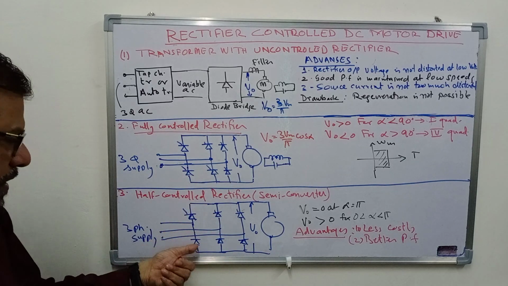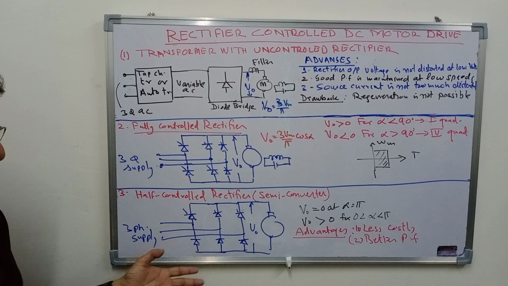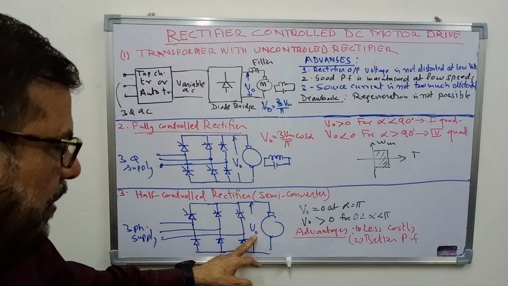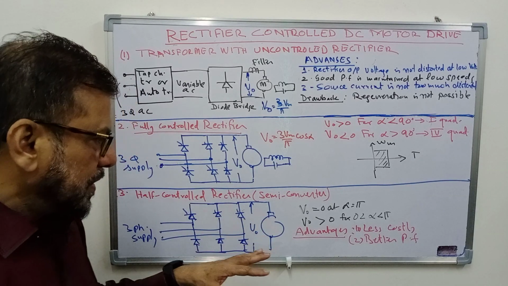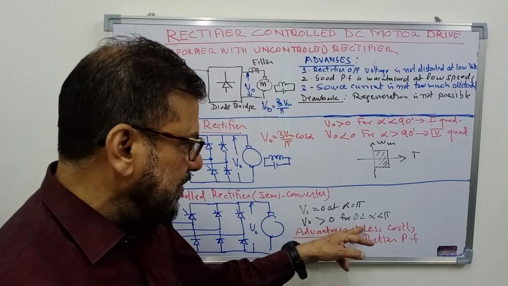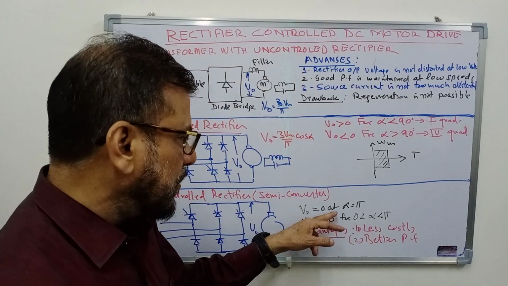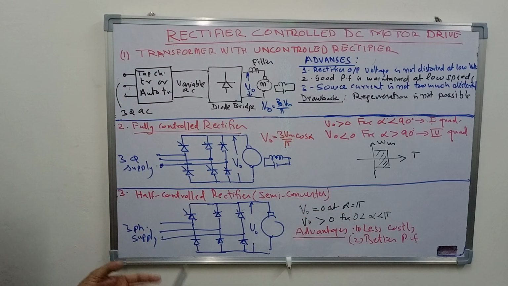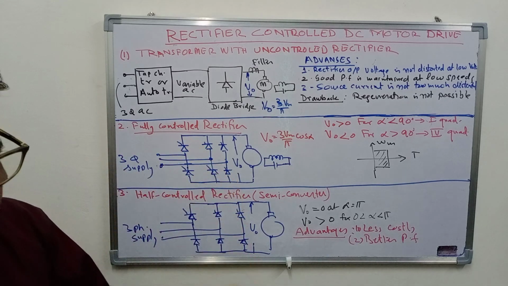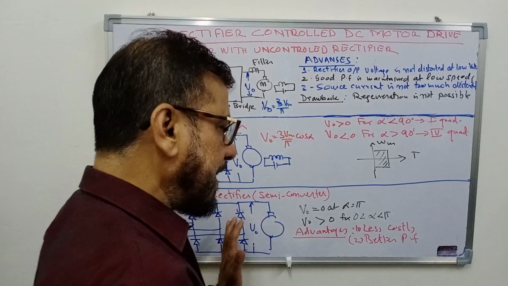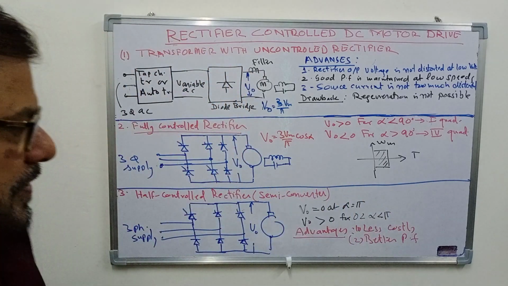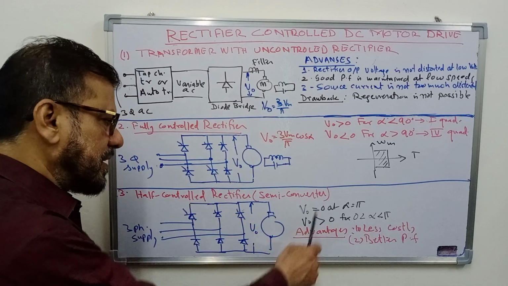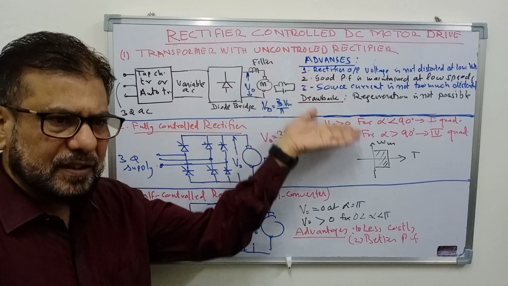So in this case, if you are using the half control rectifier, then output voltage cannot be negative. Output voltage will always be positive. So for alpha between 0 and pi, output voltage will be greater than 0, but for alpha equal to pi, output voltage will be 0. So output voltage can be varied from some maximum value to 0 as we change the firing angle from 0 to pi radians. So this is what is known as half control rectifier or semi converter. So these are three possibilities.